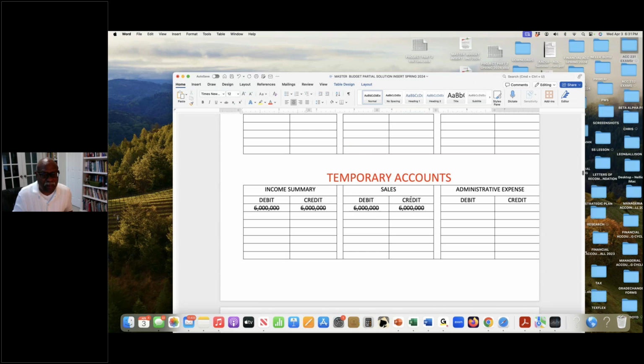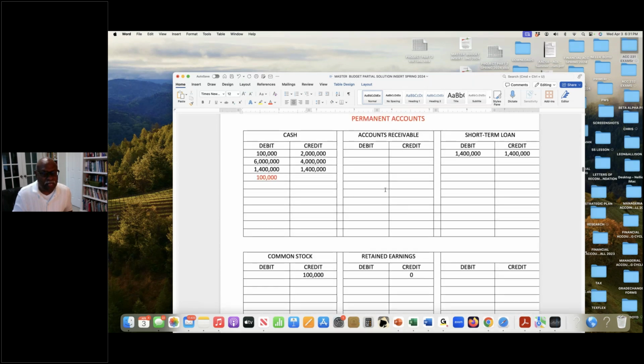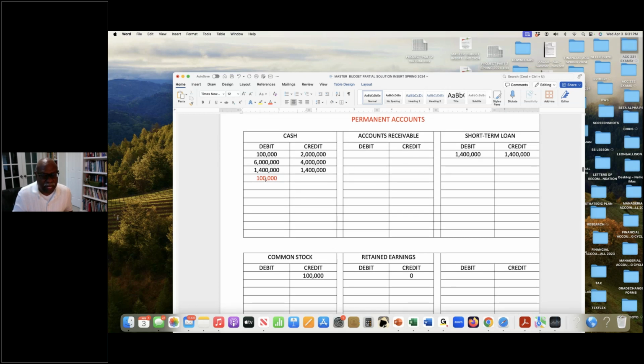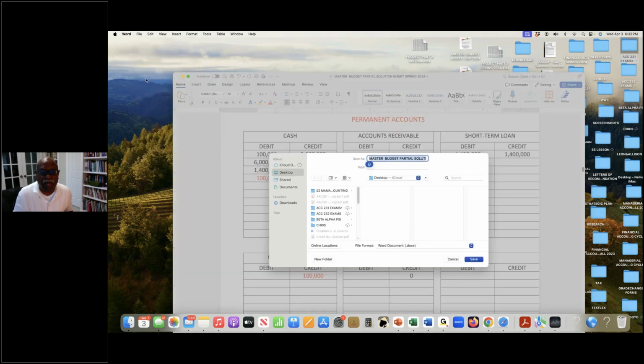The temporary accounts are all zeroed out. The permanent accounts are still here. You've got 100,000 in cash, and you've got 100,000 in common stock. So I want you to do year 2, which is the $1 million year. This is homework.